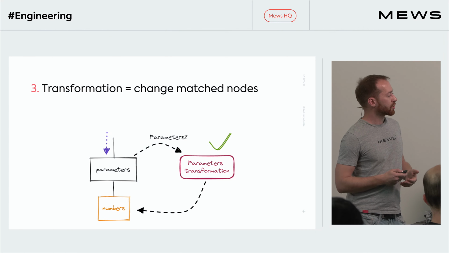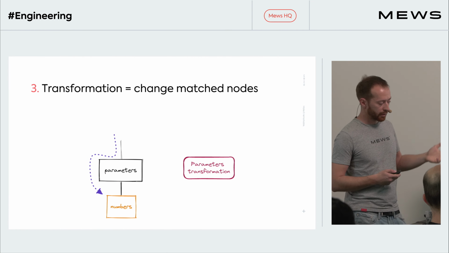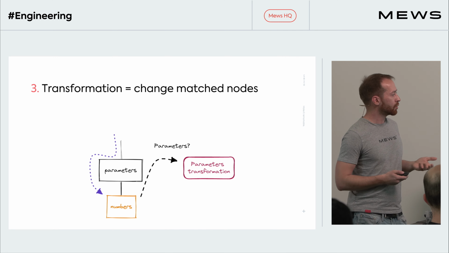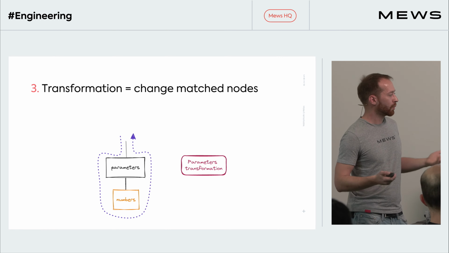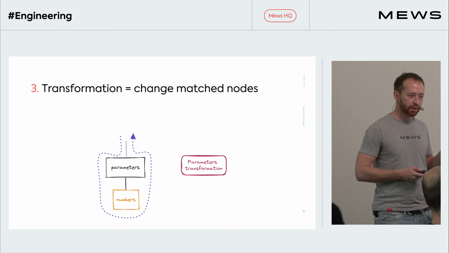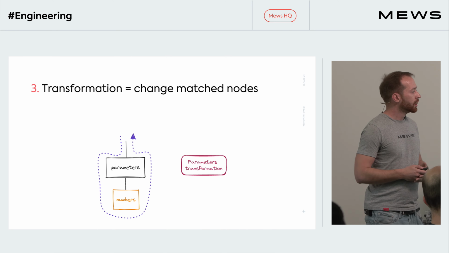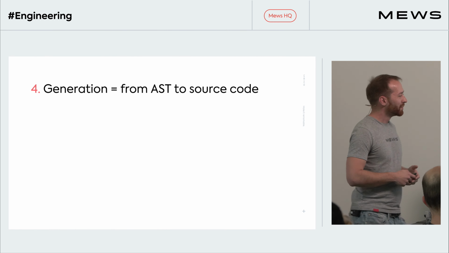We are traversing the tree, and we suddenly stop at the node parameters. We ask, is it the parameters? And it is. So we do the transformation, and we change the tree. And then we just continue with the traversal, and the tree looks different now, but it doesn't matter. We continue with that. As usual, we ask, is the numbers a parameters type? And it is not. So we don't change it, and we continue. Of course, there can be multiple different transformations during that traversal, and not just one. And we can change the tree with multiple transformations.